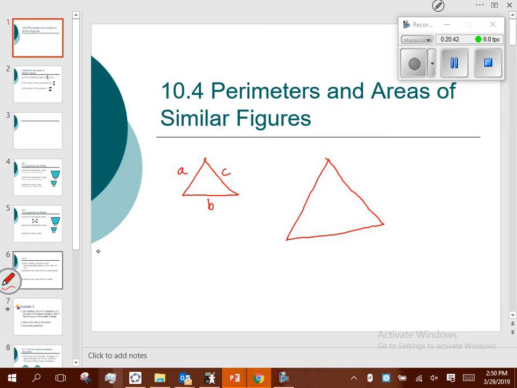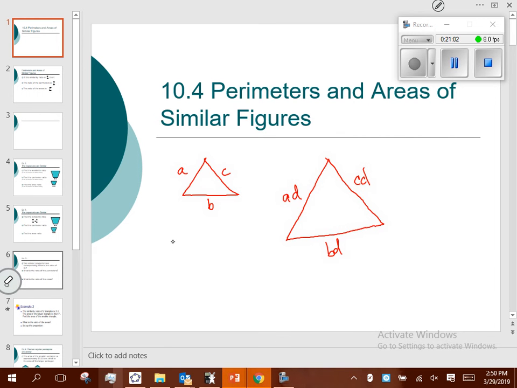So I'm going to say the scale factor, or the dilation factor, is D right now. So if I multiply this by D, I get A times D. What am I going to get if I multiply this by D? BD, and what am I going to get here? CD, right? Okay, so we're good with that.